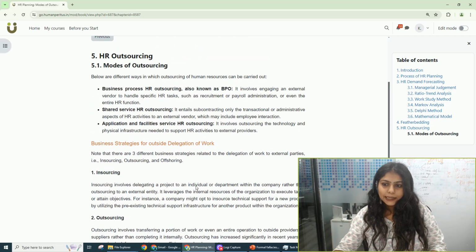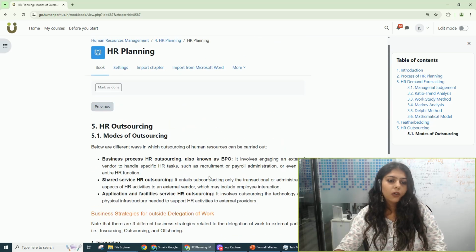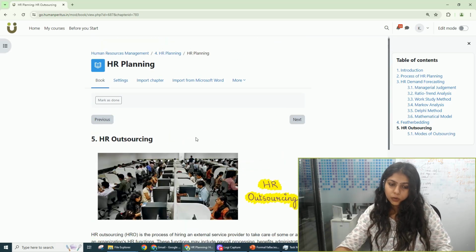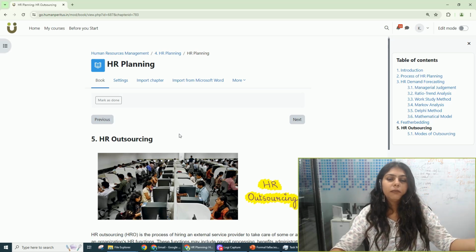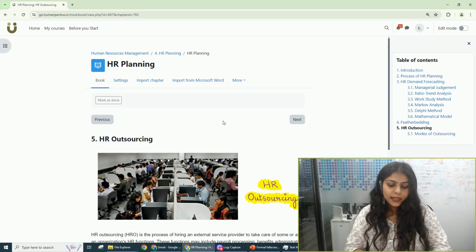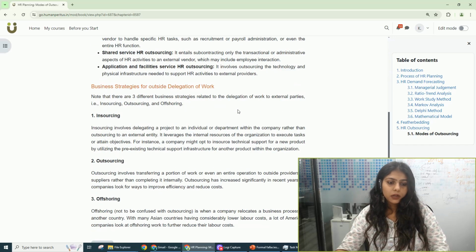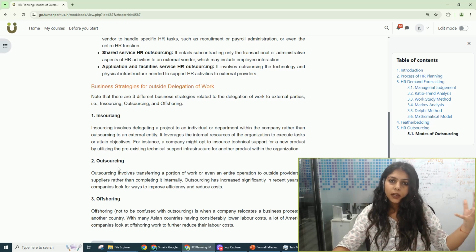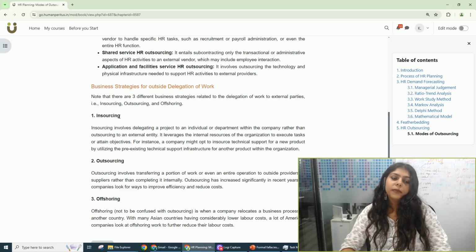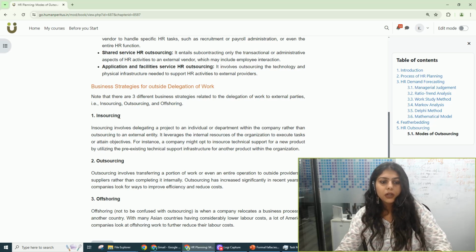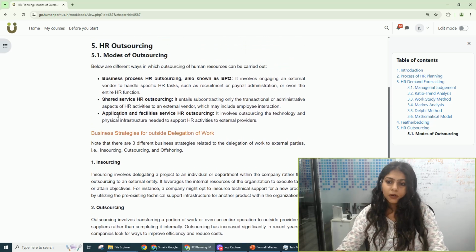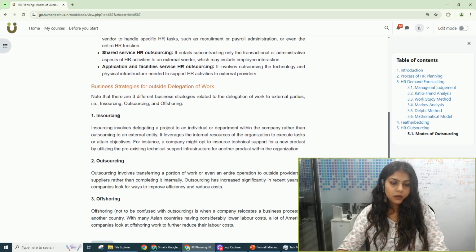So that is offshoring. Now from what we read, HR outsourcing is the process of hiring an external party to do your work or any HR practice for that matter. And we have three modes of outsourcing here. The first one is insourcing, then we have outsourcing, and then we have offshoring. Offshoring is across countries, outsourcing is a third party, another company, and insourcing is training or upskilling your employees within the firm to achieve the goal. That is about it for HR outsourcing, and thank you.